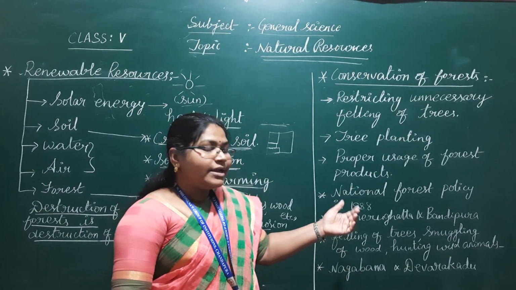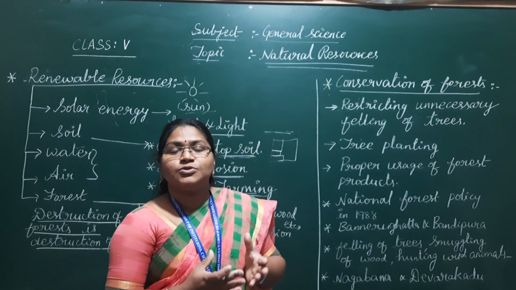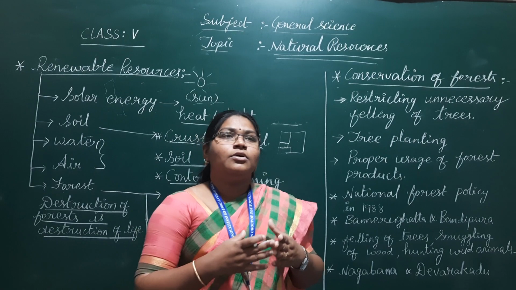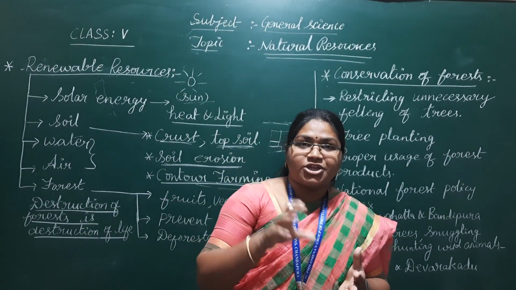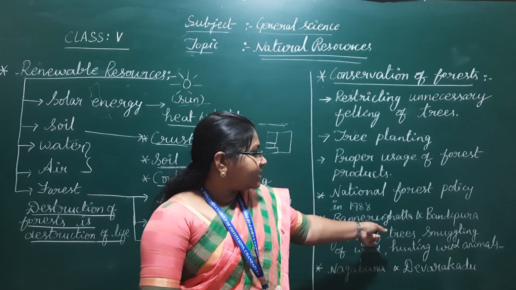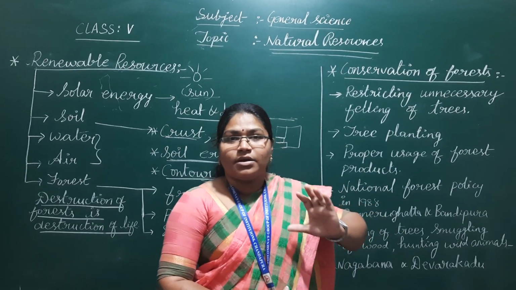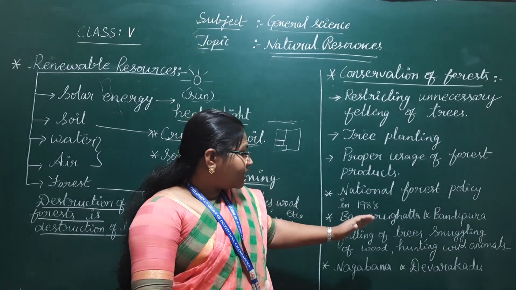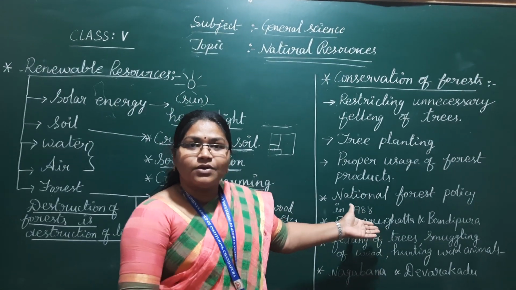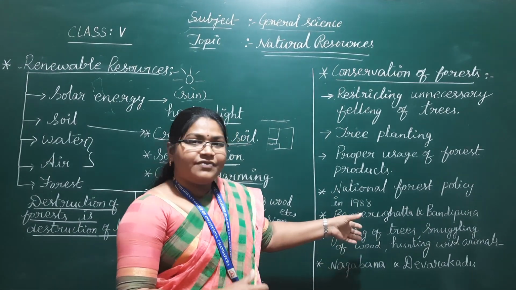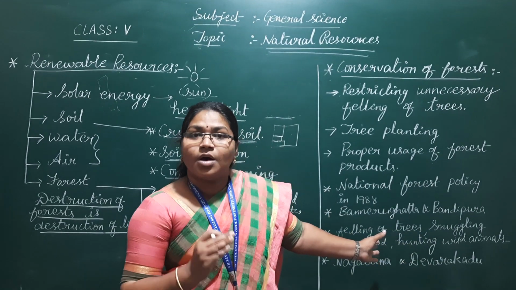Here in Karnataka, the government has also taken many steps to protect the forest, like identifying wildlife sanctuaries, for example Bannerghatta and Bandipur. These two are the main wildlife national parks in Karnataka. If any person goes and hunts a wild animal, cuts wood, or unnecessarily fells the trees, it is a punishable offense. They will take serious action against them.